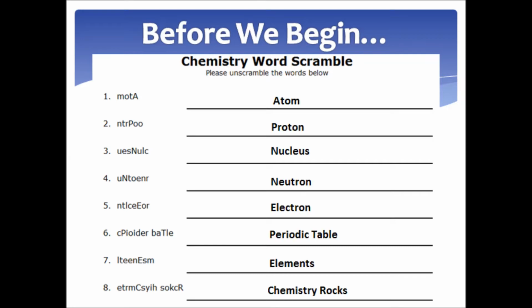Okay, here are our answers. 1 atom, 2 proton, 3 nucleus, 4 neutron, 5 electron, 6 periodic table, 7 elements, and 8 chemistry rocks.